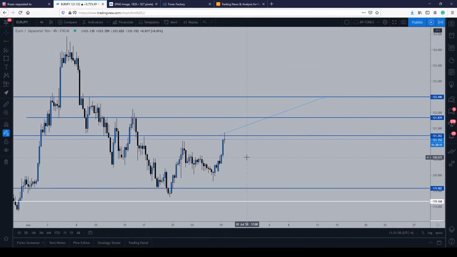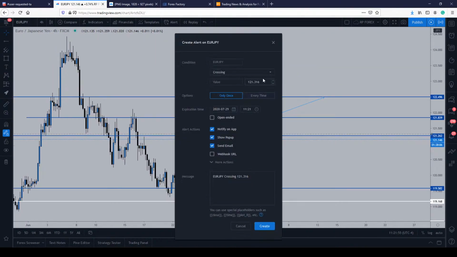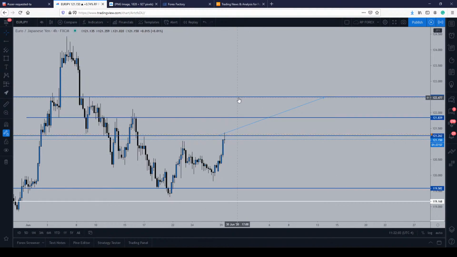The day has just started, so I'm gonna put an alert. So 121.300 is my alert, and we'll see if it crosses up, and if we get that closure. And here's the mock idea.